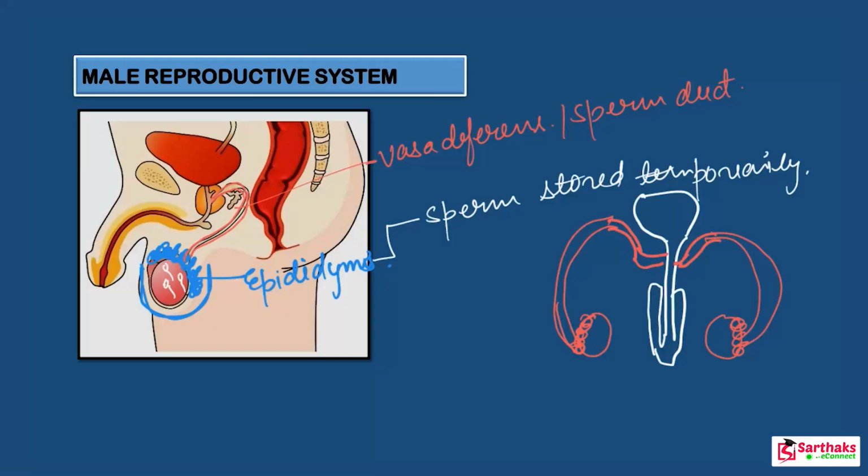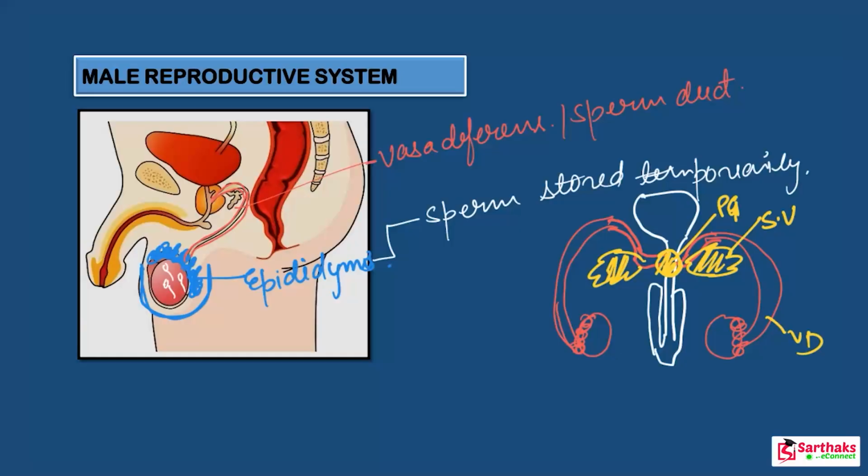These glands are known as the seminal vesicle, present here, and the prostate gland. It is somewhat like that. This is the seminal vesicle and this is the prostate gland. I am showing you just a rough diagram, and this is the front view actually. These are the seminal vesicles, here the prostate gland, and these are the vas deferens.